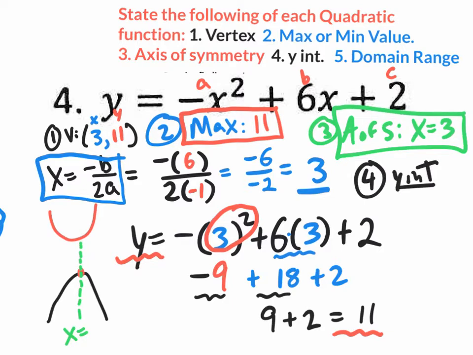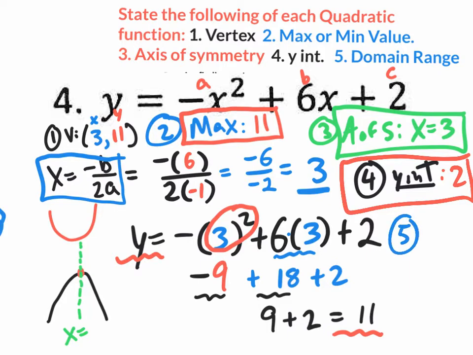y-int. We're going to set x equal to 0, and that's the easiest thing to do, especially when you have a quadratic trinomial equation, because if you put these x's equal to 0, everything's going to become 0 except for the c value, and the c value will be your answer. So for the y-intercept, the c value is your answer. So the y-intercept is 2. The y-intercept is 2. And last but not least, we want our domain and range.